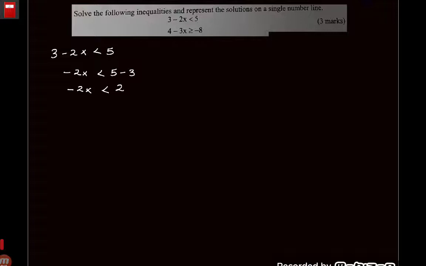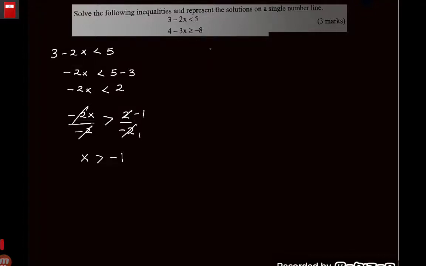To get x alone, we are going to divide both sides by negative 2. For all inequalities, whenever we divide by a negative number, the sign of the inequality will change. So therefore, this one will be negative 2x over negative 2. The sign will change to greater than 2 over negative 2. Negative 2 and negative 2 will cancel, so that we have x alone is greater than negative 1. Negative 2 goes here once, it goes here negative 1 times.